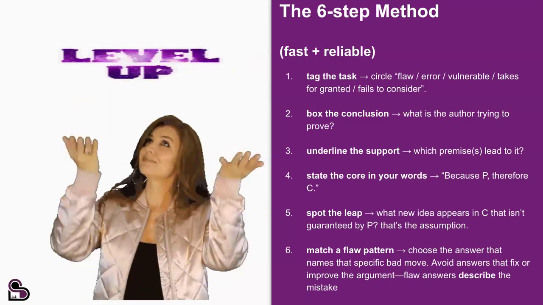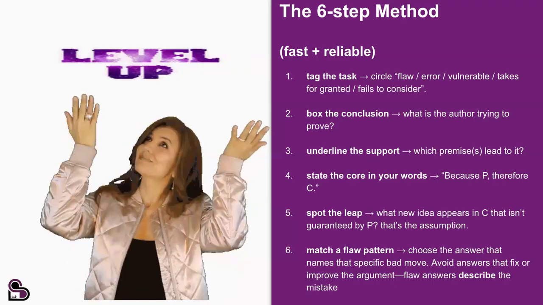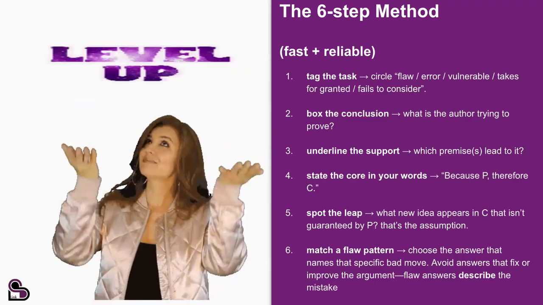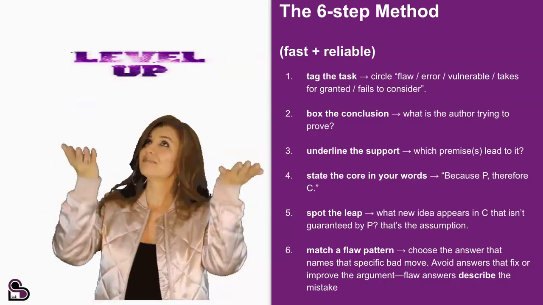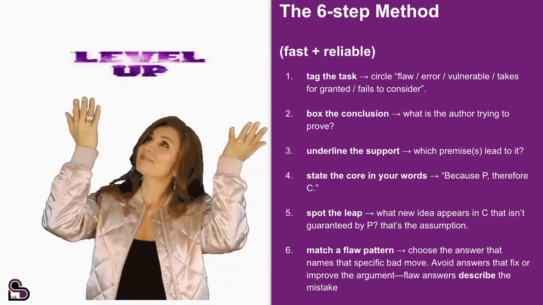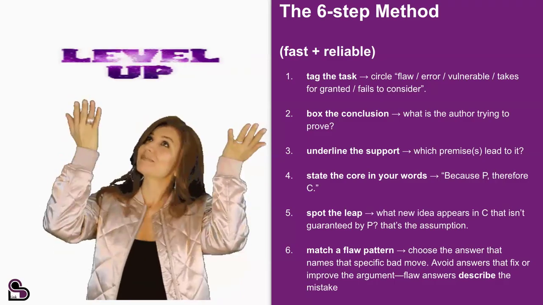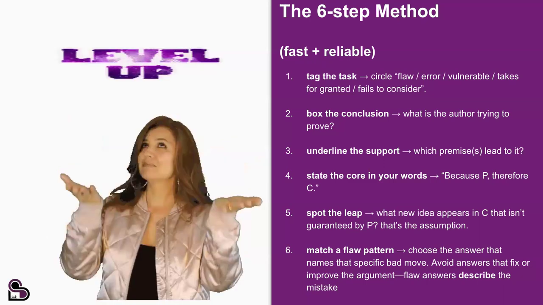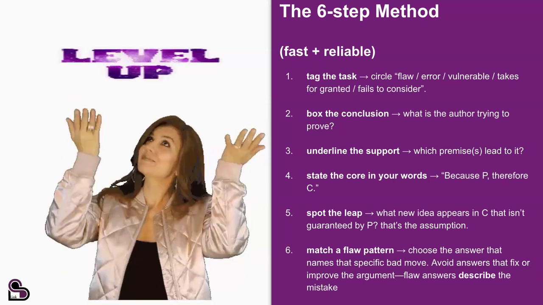So 5, spot the leap. What new idea appears in C that isn't guaranteed by P? And remember, that's the conclusion, right? So what's in the conclusion that wasn't there in the premise? And that's your assumption. So 6, match the flaw pattern. Choose the answer that names a specific bad move. Avoid answers that fix or improve the argument. Flaw answers describe the mistake.